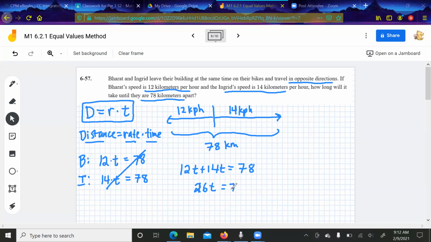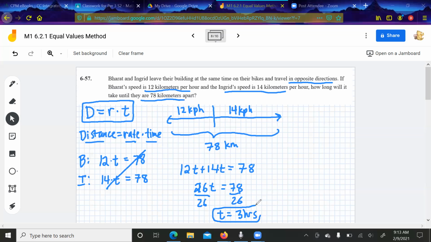26t equals 78. Divide both sides by 26. So t equals 3 hours. Okay, so it will take them 3 hours to be 78 kilometers apart.